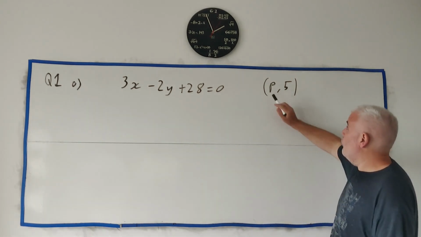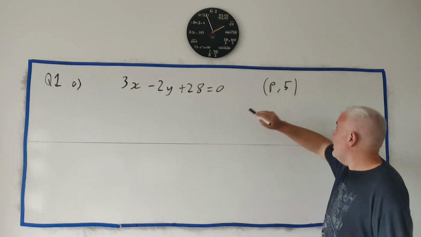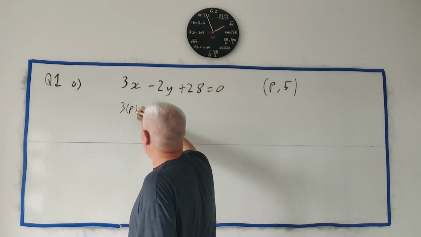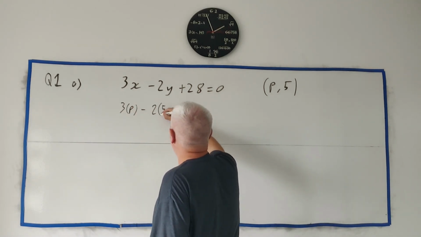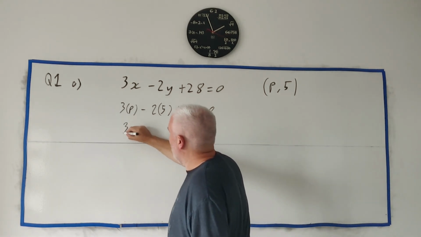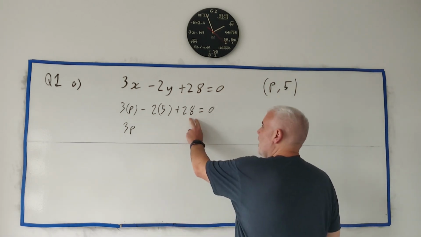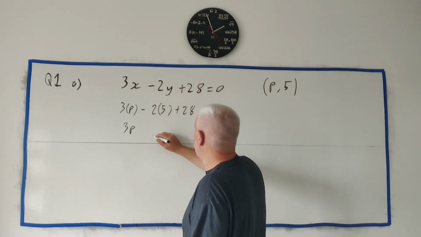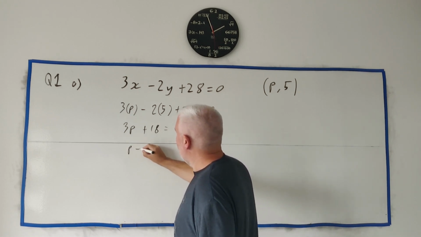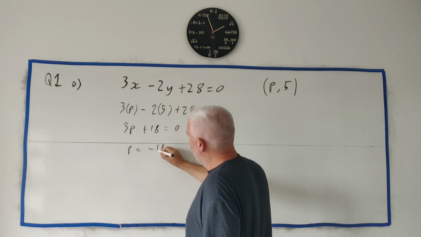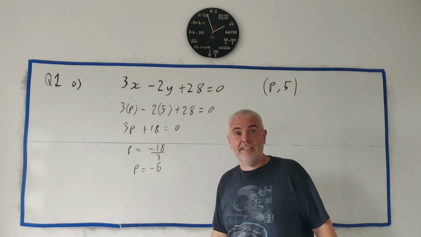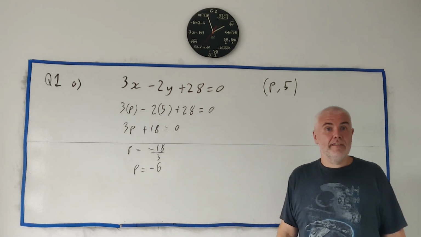Everywhere you see an x, we're going to put a p. Everywhere you see a y, we're going to put a 5, and we're going to solve it. So we get 3 times p minus 2 times 5 plus 28 equals 0. Fix this up, we get 3p. 28 take away 10 is 18, plus 18 equals 0. We get p is equal to minus 18 divided by 3, or p is equal to minus 6. And that's the answer to part A.